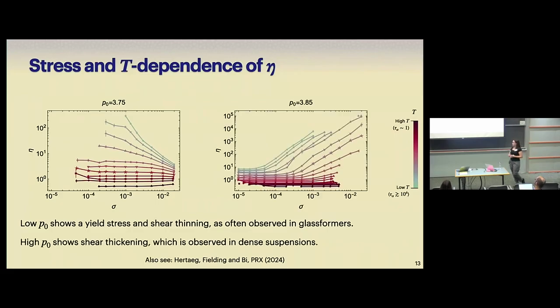Now, at the other extreme, at the highest P0, we see a lot of the opposite behavior. We still have a Newtonian flow regime at small stresses, across the range of temperatures. But then we see that as we increase the stress, the viscosity starts to increase. This representation of the data doesn't really show us what type of shear thickening we have going on.